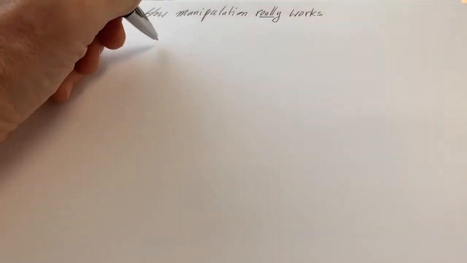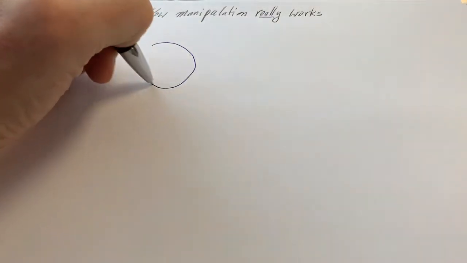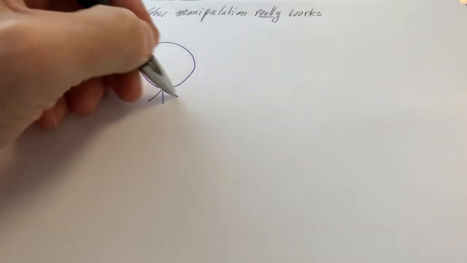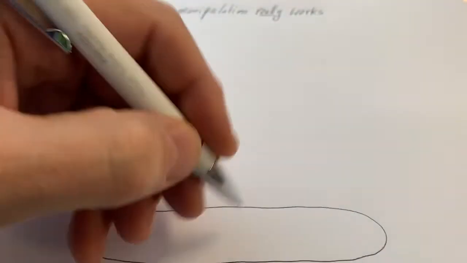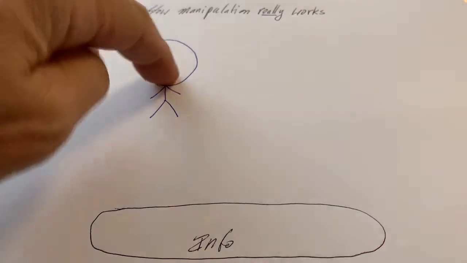In order to manipulate, let's draw a person here. That's a person, and then there is available information. So I draw that here and write "info" in this. Now this person needs to get to this information.